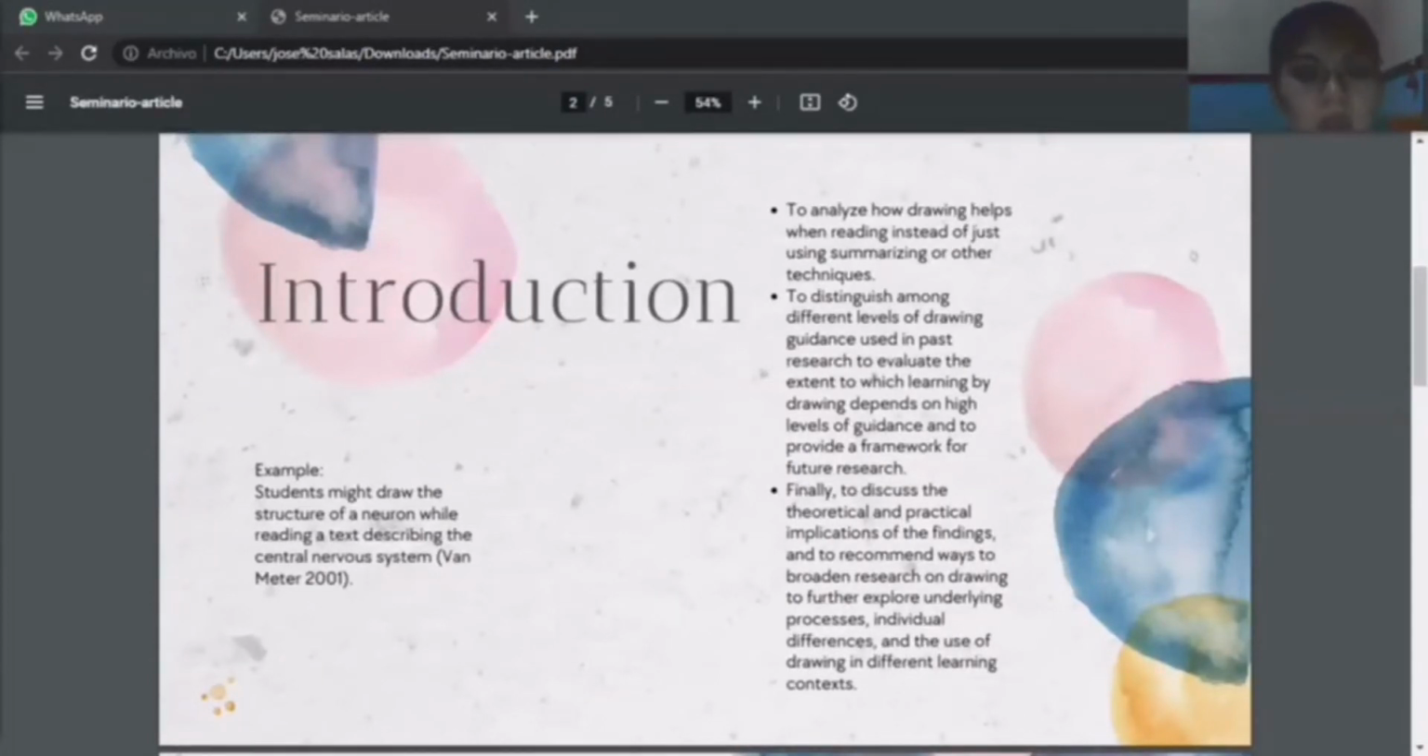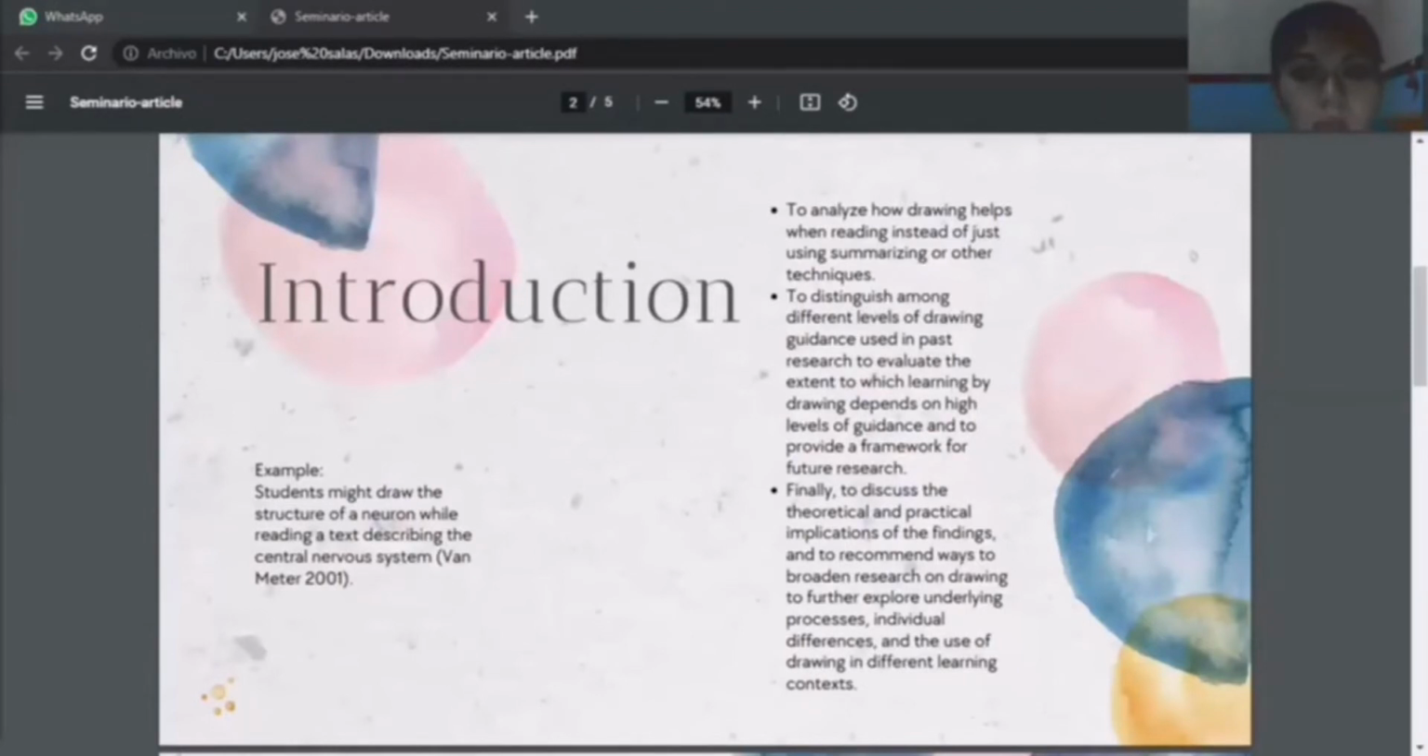illustrations are very important for students because they facilitate the understanding of the topics. And these illustrations can be drawings or even graphs, diagrams, and animations. In addition, this article seeks to examine the effects of asking students to create drawings while reading scientific texts, which is called learning by drawing according to Fiorella and Mayer.